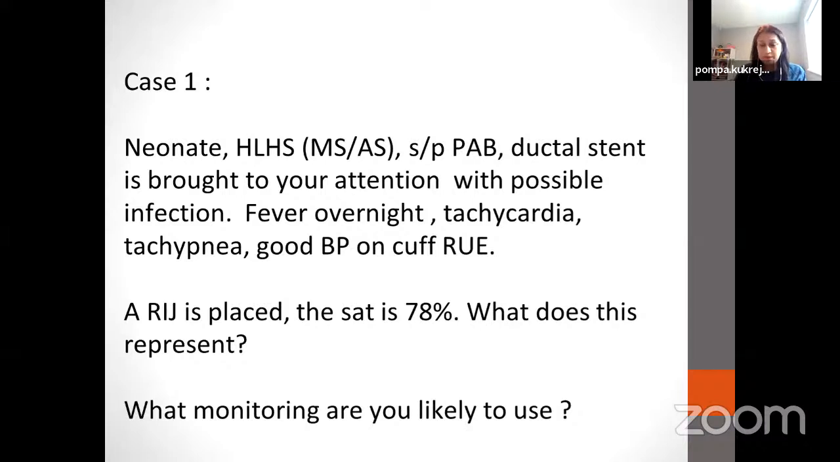Got a good blood pressure in your cuff blood pressure. And then further down the line, a right IJ is placed and you have SATs of 78%. What does this represent and what monitoring are you likely to use? Think over it, and we will come to this case again at the end of this presentation: what can be done to optimize the child and how we use monitoring in this context.